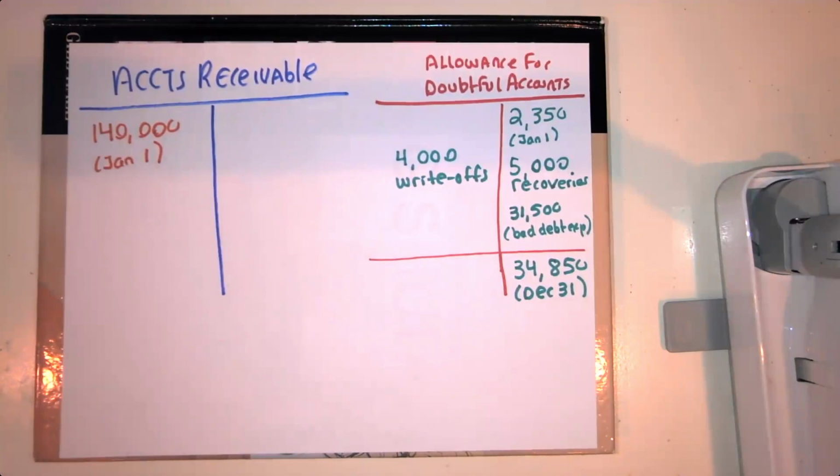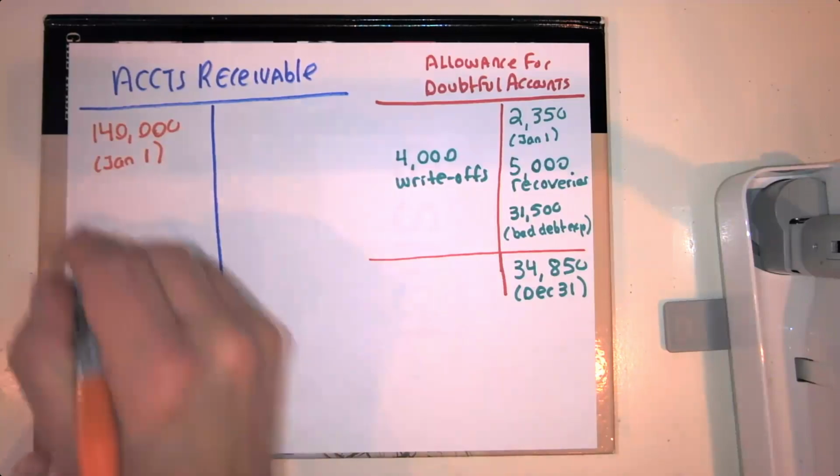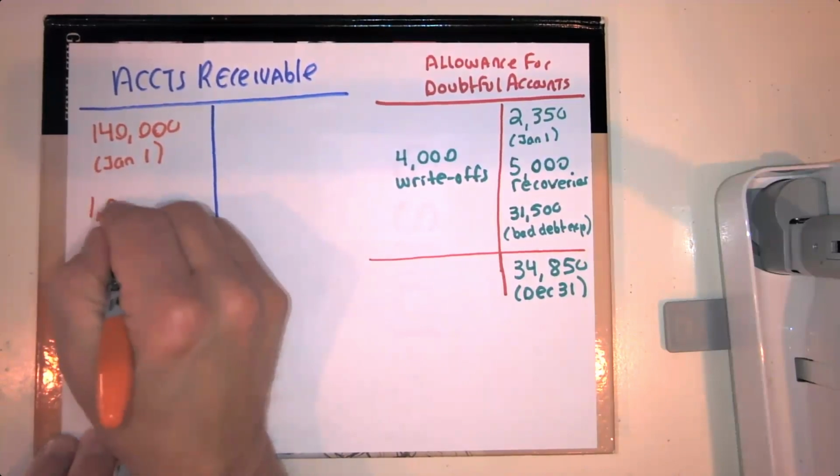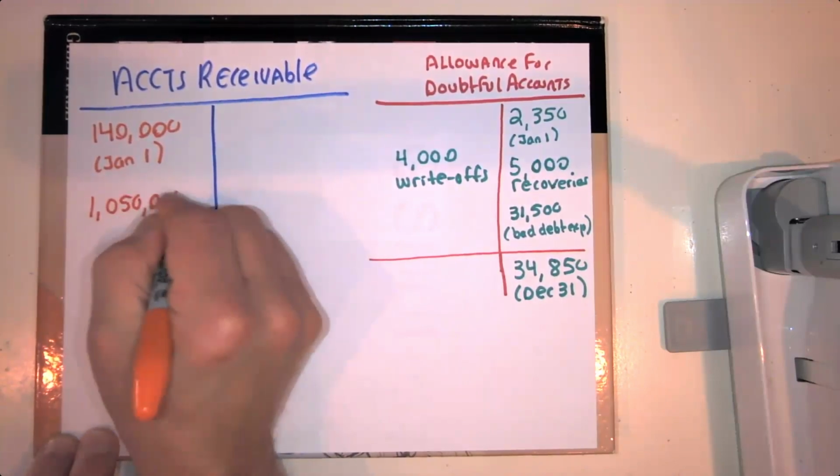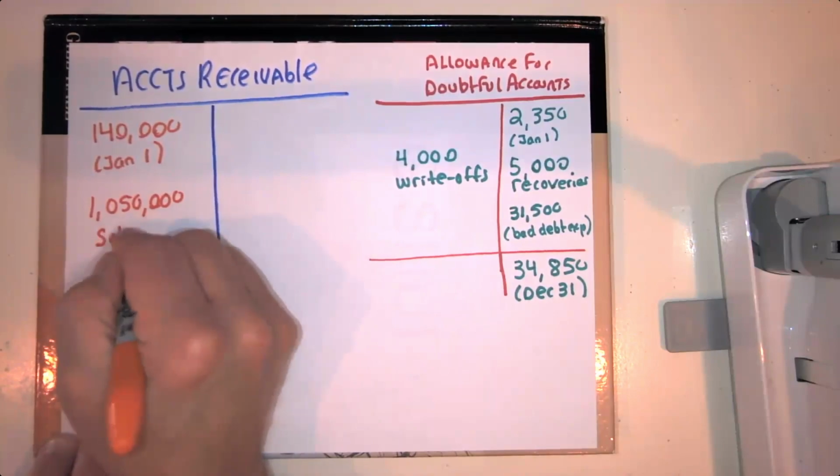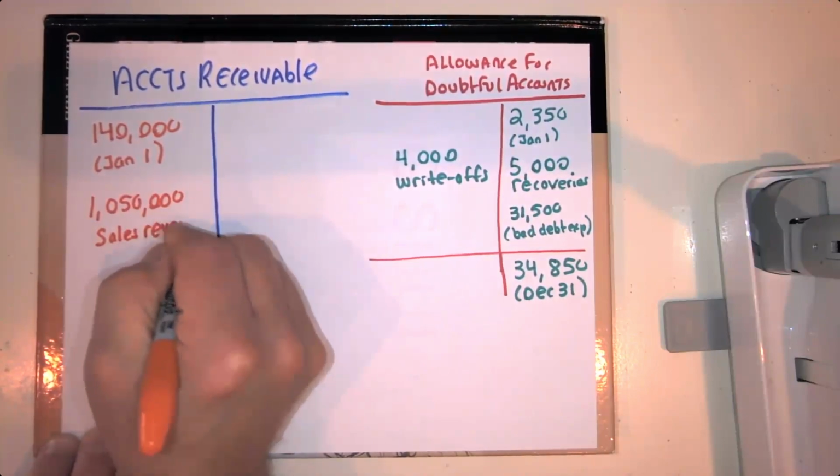And then I know what an account receivable is. It represents money owed to me. So that balance goes up. More money is owed to me every time we make sales. And we know that we had sales of $1,050,000. So we'll have an increase here of our sales revenue.